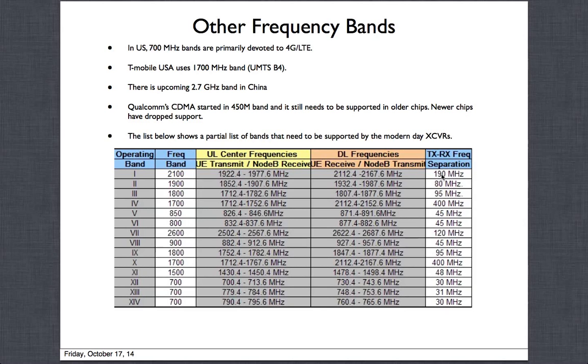I apologize, I made a mistake previously saying this separation was 180 megahertz. It's not 180, it's 190 megahertz. That's called the TX transmit to receive separation.